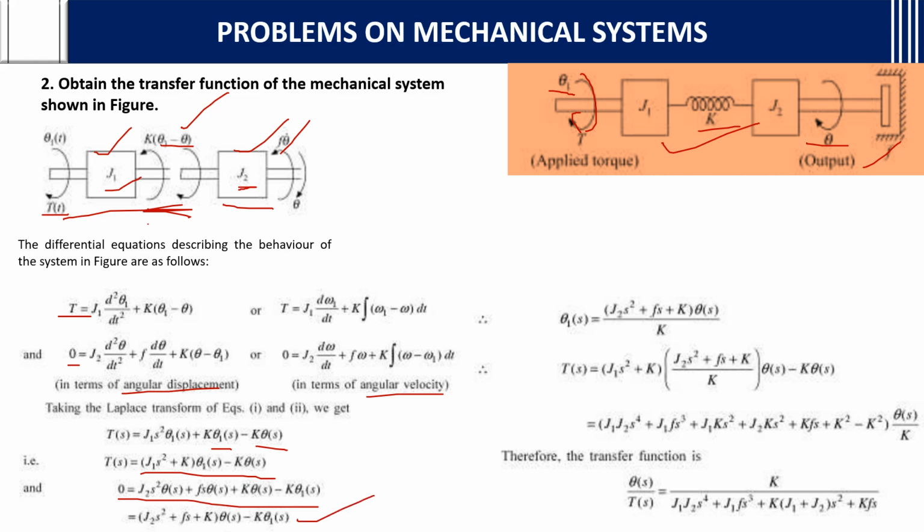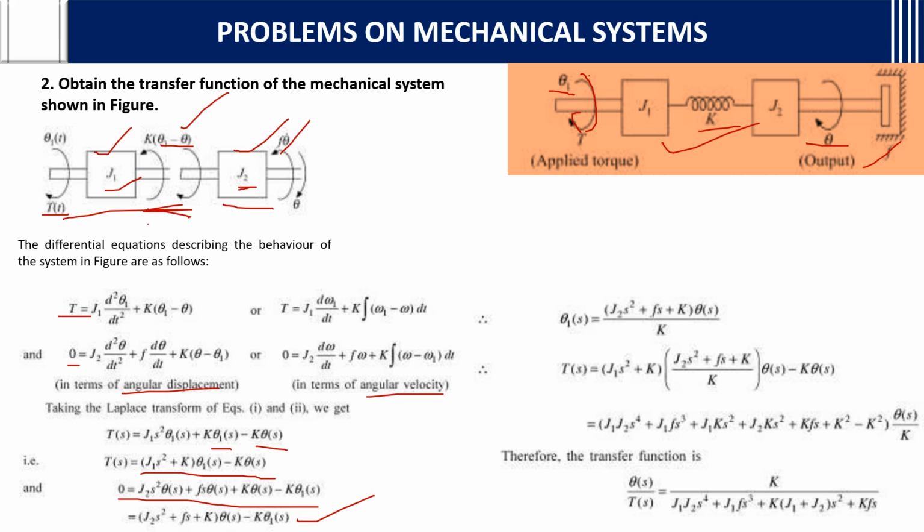After that, from here we can find what? Theta 1 of S. The theta 1 of S transfer function we want. Transfer function means what? Output by input. Output is theta 1 of S. Input is theta of S. So what is the output? I'm sorry, here output is what?